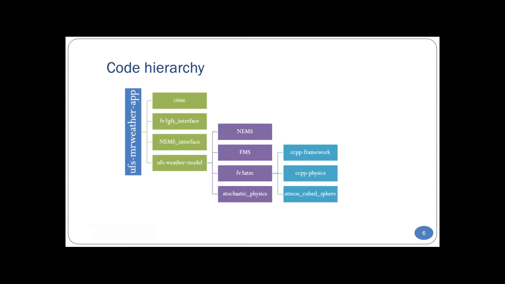And as a reminder, the code hierarchy that I've been talking about starts with the weather app and it has four submodules or subcomponents: the UFS weather model, the NEMS and FE3 GFS interface components, and the SIEM workflow. The UFS weather model has four different subcomponents: stochastic physics, the FE3, the FMS, and the NEMS. And then FE3 has three more submodules for the CCPP, physics and framework, and the dynamic core, the Atmos CubeSphere.